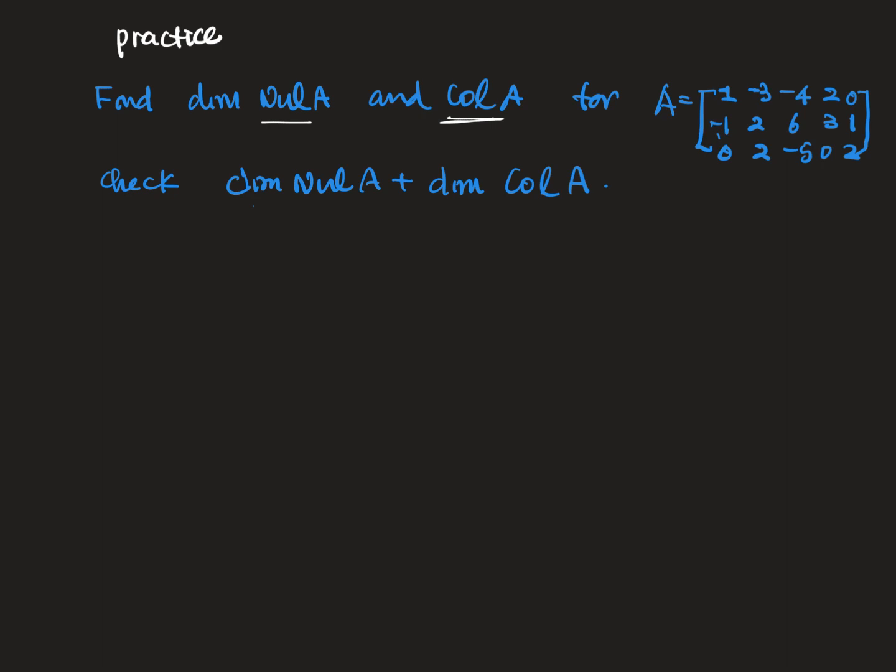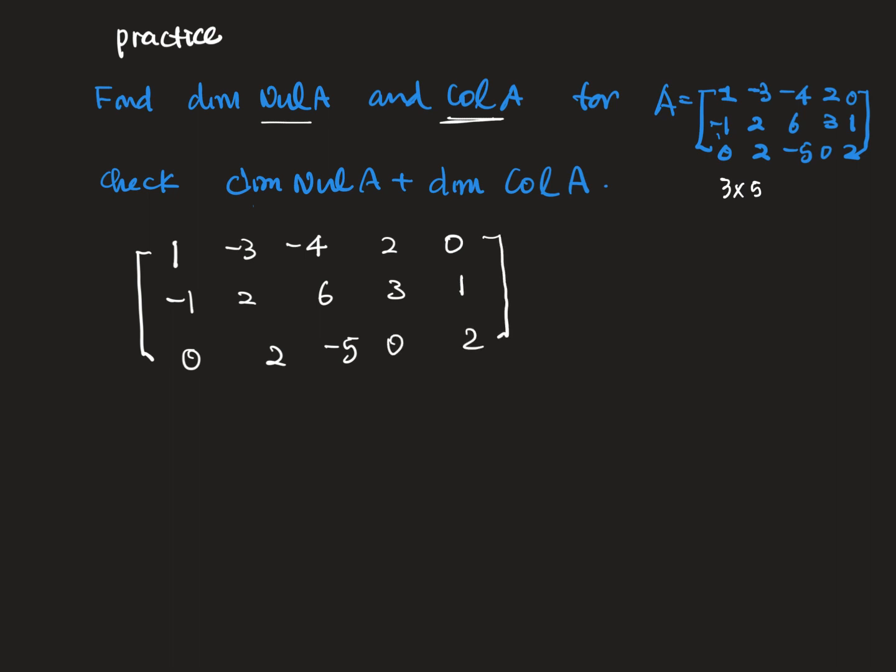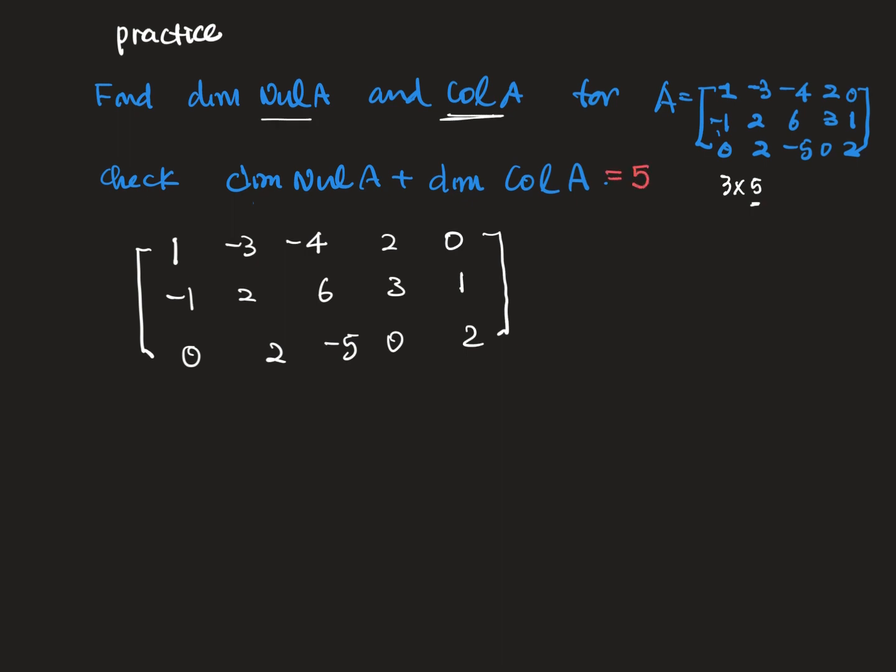Now you have to reduce the rows, right? So we're going to do it. So 1, -3, -4, 2, and 0. The matrix is just 3 by 5, right? So -1, 2, 6, 3, 1, 0, 2, -5, 0, 2. So you have row operations, you can guess the dimension of null space and the dimension of column space. How many columns here? 5, right? This number is going to be 5. Let me check later, guys. Okay, this should be 5.